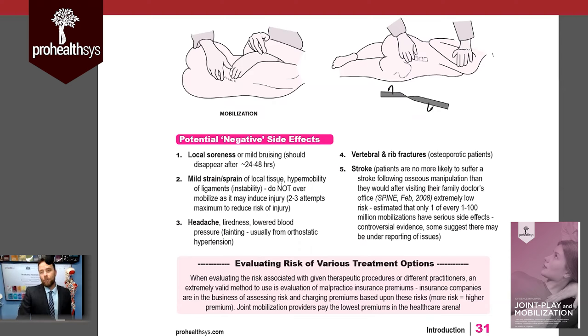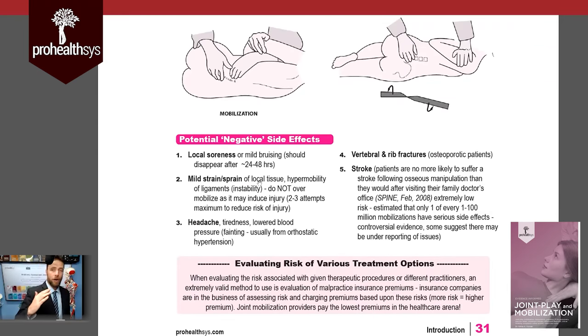Number one, by far and away, the most common one is going to be mild and local soreness with about 24 to 48 hours maximum time on that. It goes away relatively quickly. The way that I explain it to patients is, I usually say there's about a 20 or 30% chance for me because I adjust relatively soft and specific.